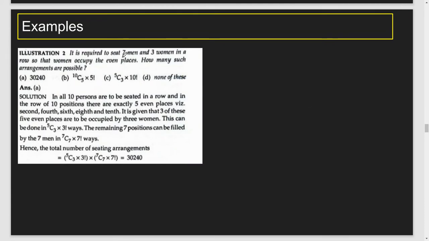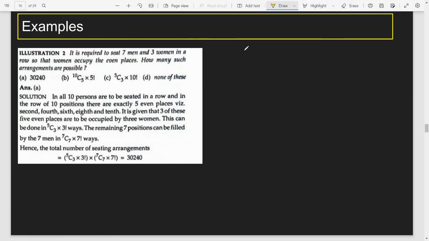So it is required to sit 7 men and 3 women in a row. So there are 7 men, 3 women. They are to sit in a row, and the women occupy the even places. So let's say there are 10 chairs, one, two, three, four, five, six, seven, eight, nine, ten, and obviously it asks that women should sit at even places.